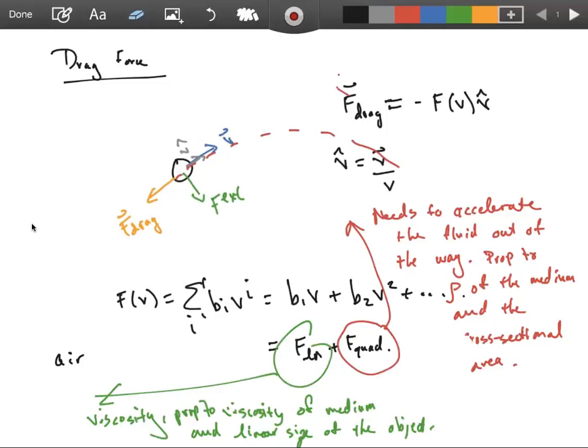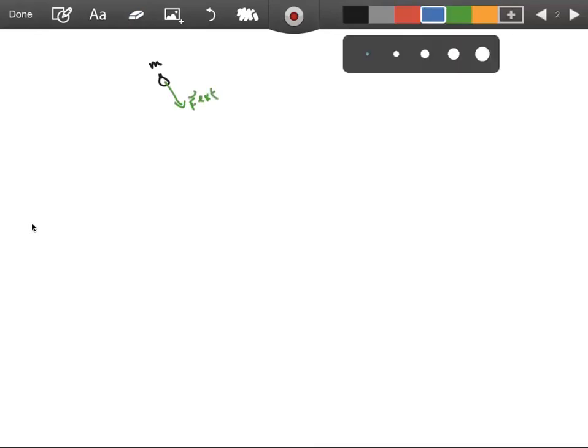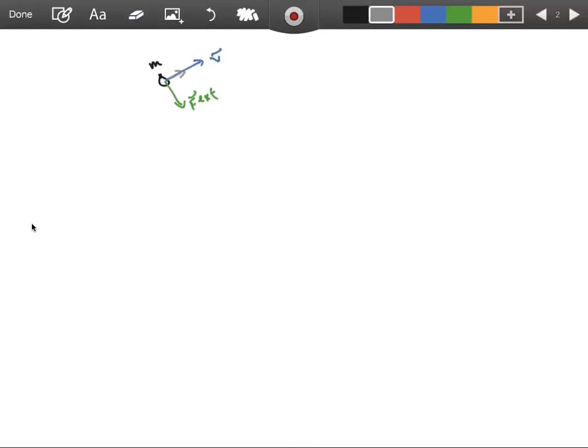So let's talk about how this is going to work in a more realistic type situation. Here's my object, which has a mass of m. Let's just say this thing has external forces acting on it. Let's say it's moving temporarily in this direction, so this is my velocity hat vector. And then this is going to be my drag.